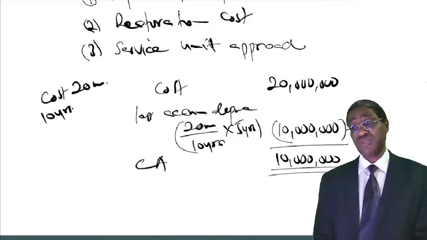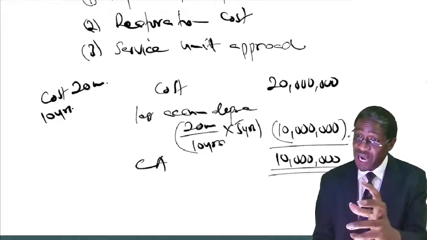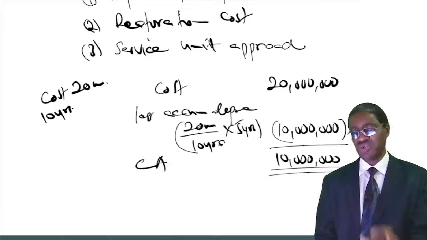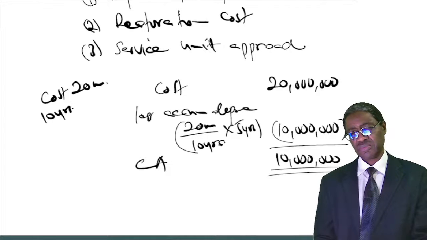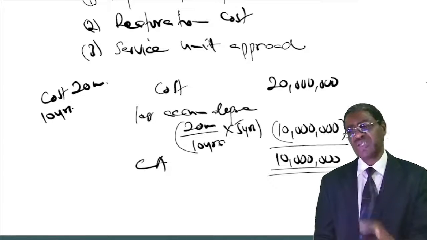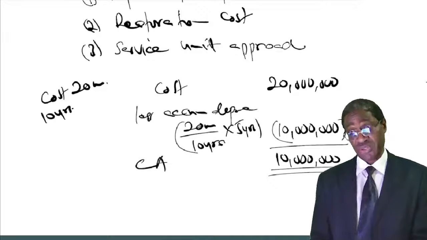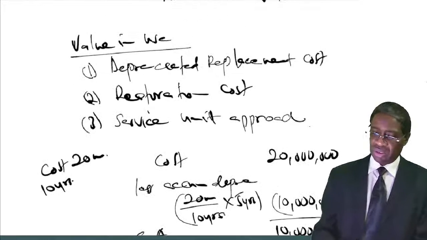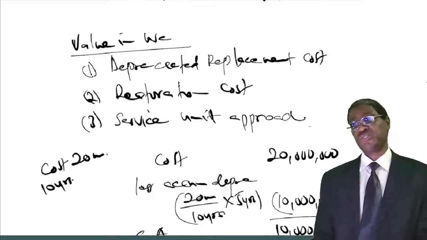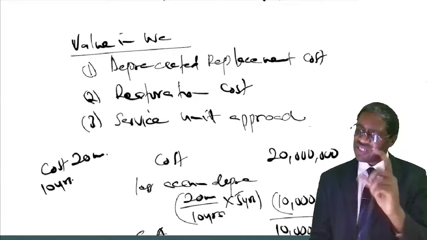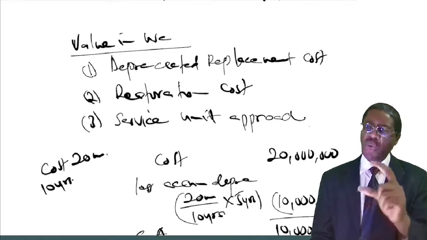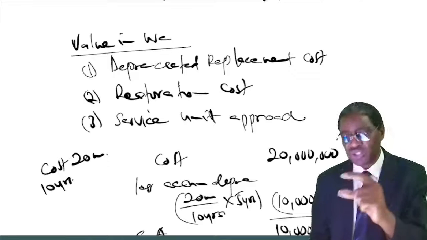That's the carrying amount. So we want to compute now the value in use. If you are using the depreciated replacement cost method, then the first thing you have to find out is the replacement cost of this asset.